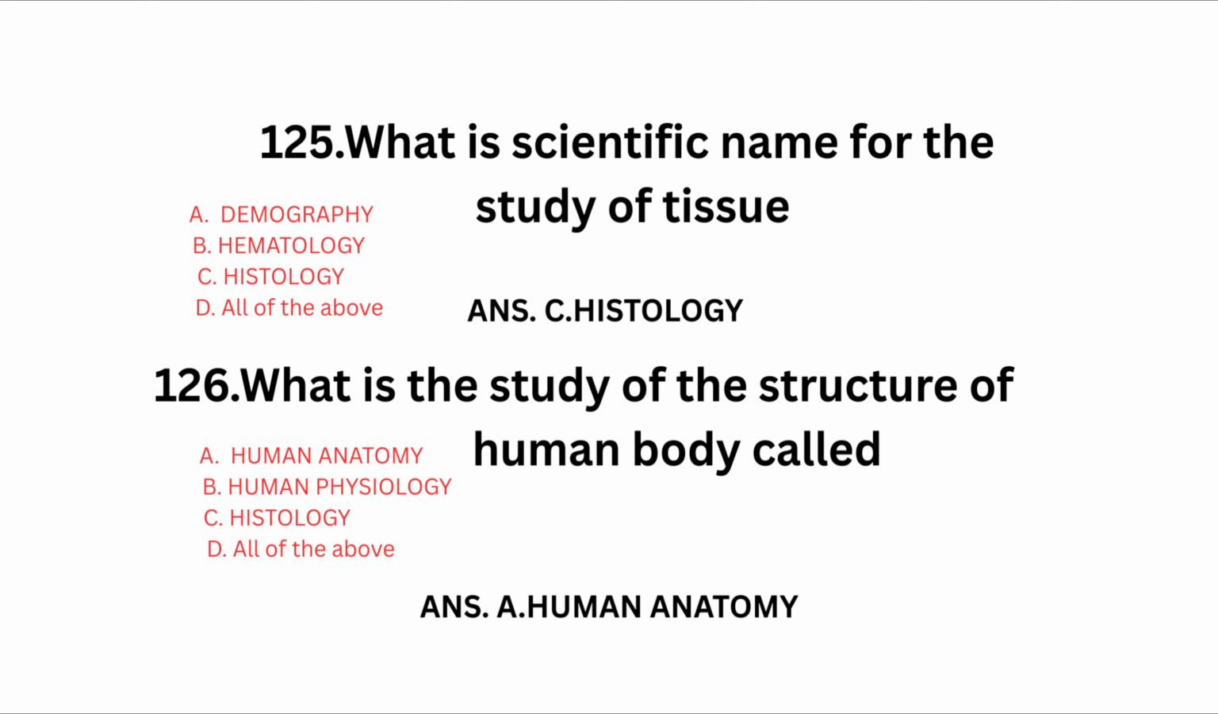125, what is the scientific name for the study of tissue? Answer A, demography. B, hematology. C, histology. D, all of the above. Answer is histology. 126, what is the study of the structure of human body called? A, human anatomy. B, human physiology. C, histology. D, all of the above. The answer is human anatomy, which includes everything in the physical body.